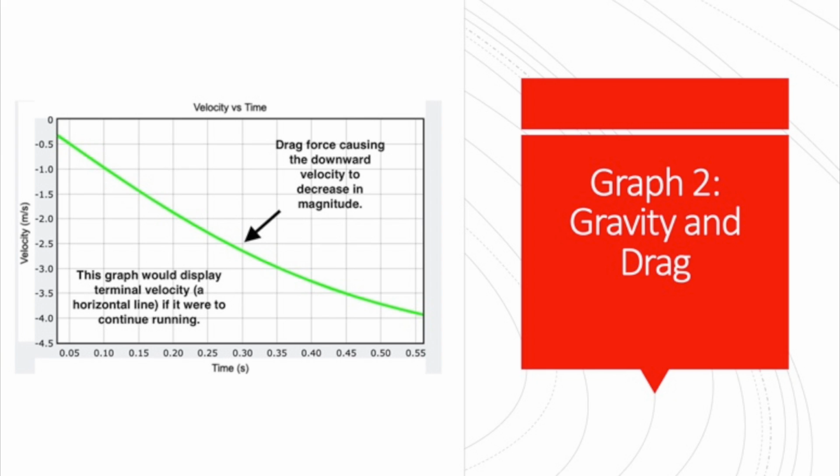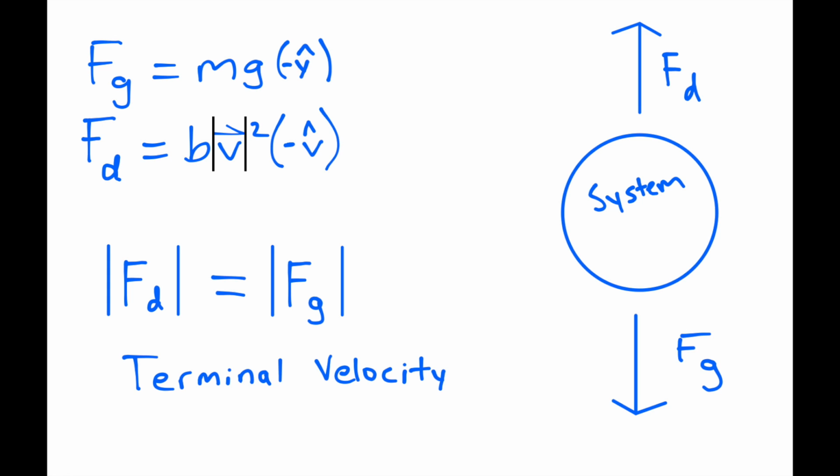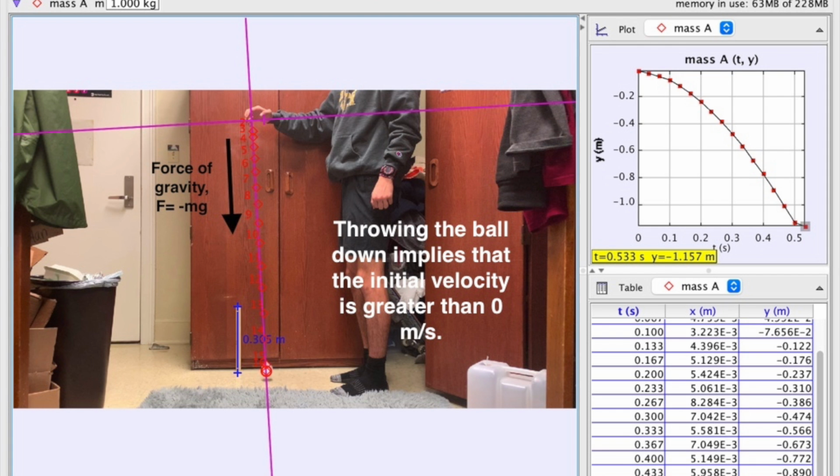If the ball were to continue falling for a greater distance than shown in the video, the drag force would equal the gravitational force in magnitude. At this point, the ball would hit what we call terminal velocity and would not accelerate any further. The net force on the ball would be 0 newtons. If I had extended the ball's fall, the second velocity time graph would eventually level out, and the ball would move at a constant velocity.